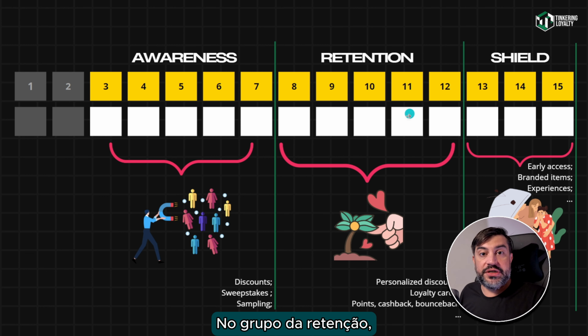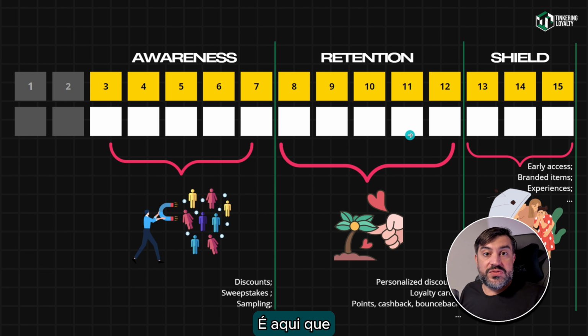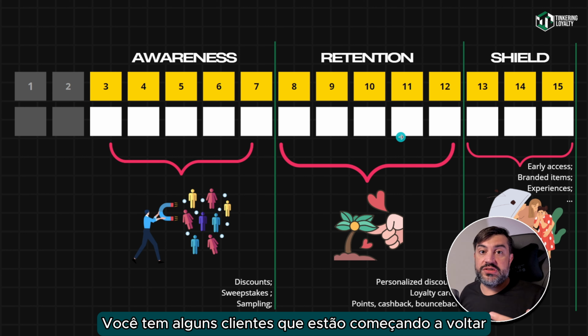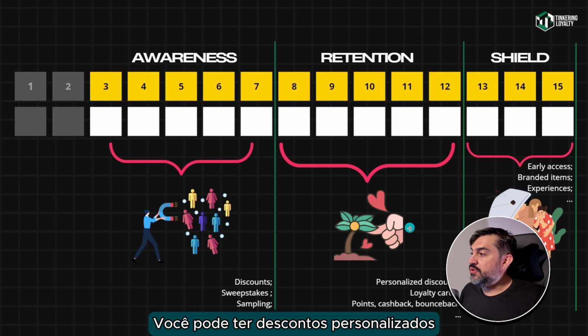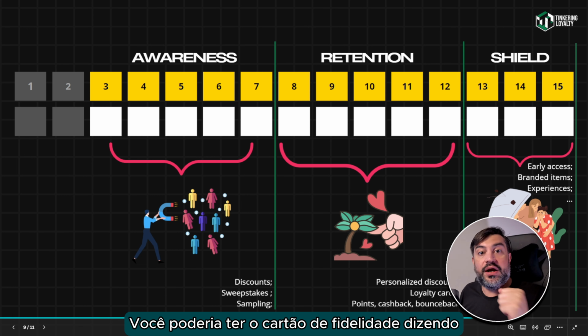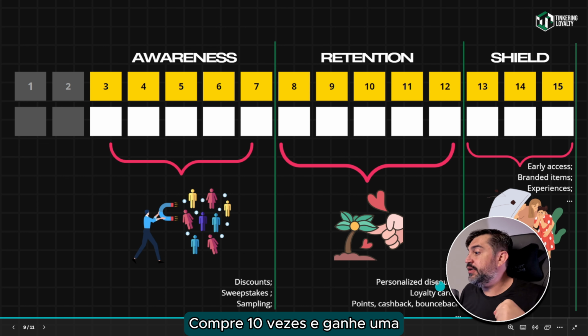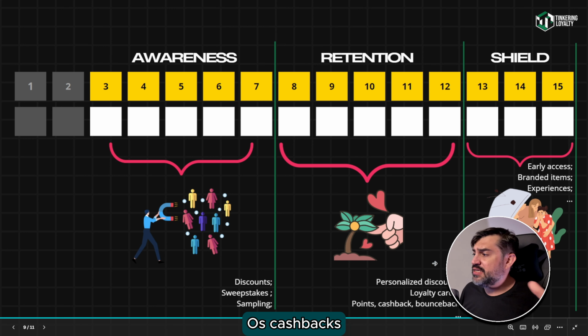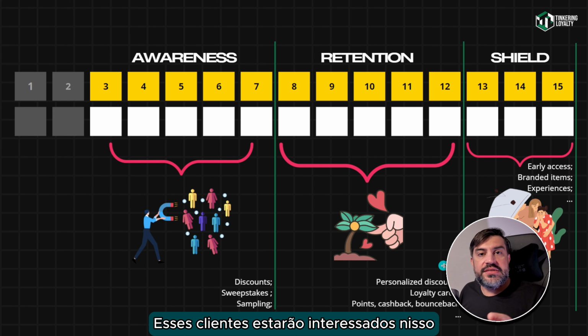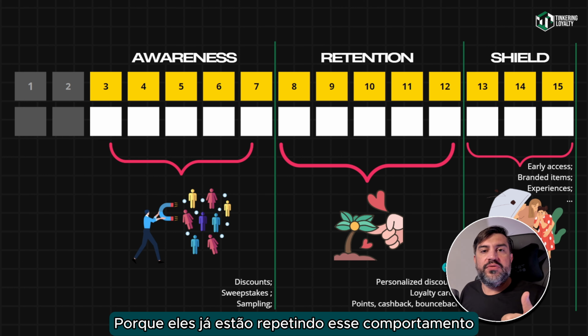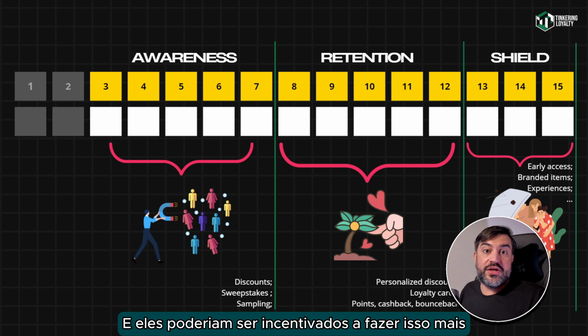In the second tier, retention, this is where you have some customers that are starting to return, and you need to enhance that. So you could have personalized discounts, you could have the loyalty card saying come 10 times and win one, and you could have the points, the cashbacks, the bounce backs, and a lot of techniques.